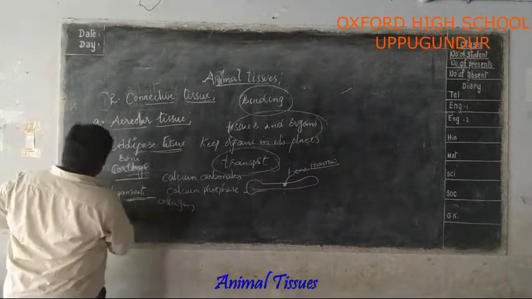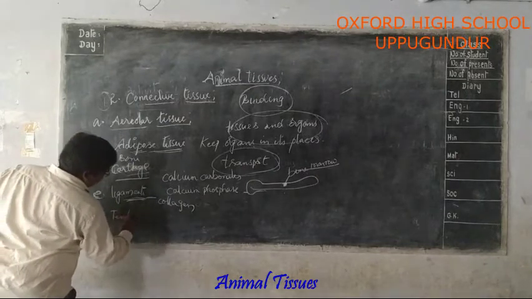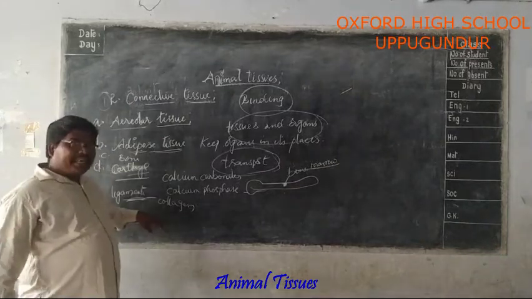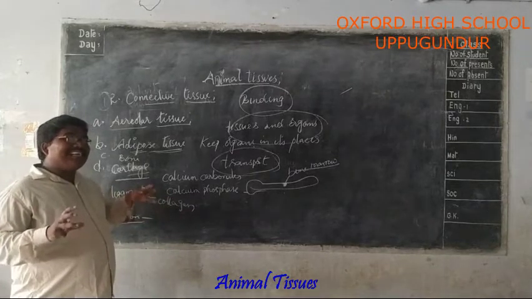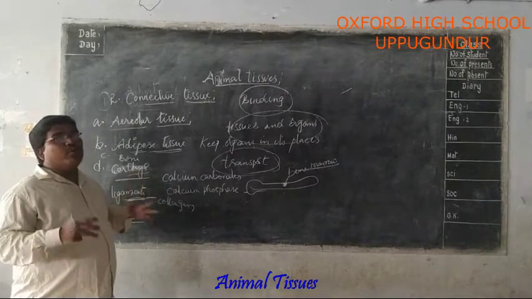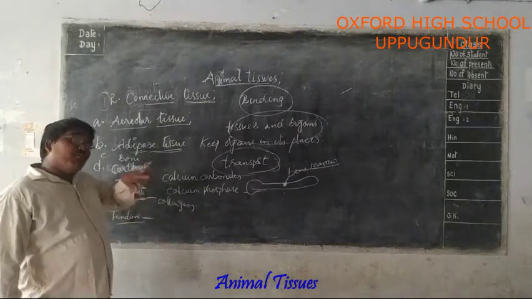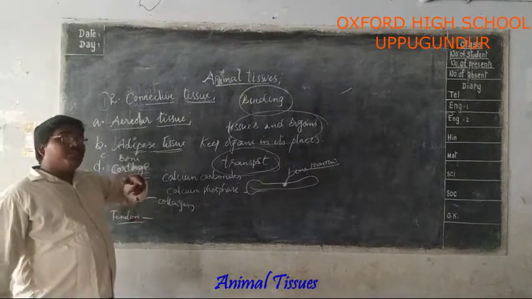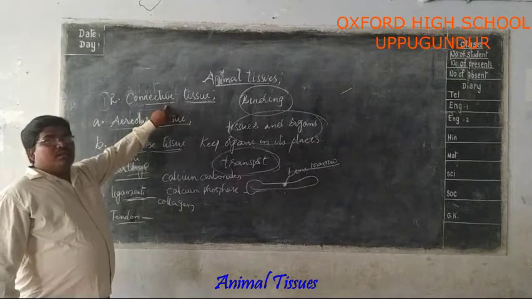Next one is tendon. Tendon is a type of connective tissue which makes the connection from muscle to bone. Ligament makes the connection between bone to bone, and tendon makes the connection between bone to muscle, muscle to bone. This is about connective tissue.